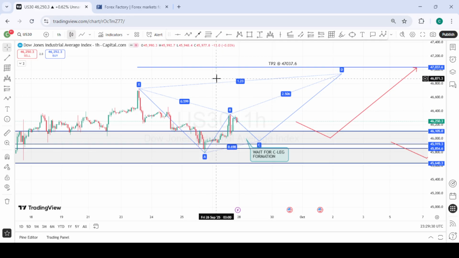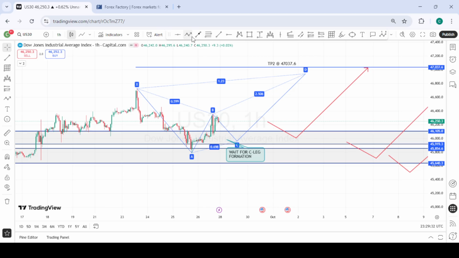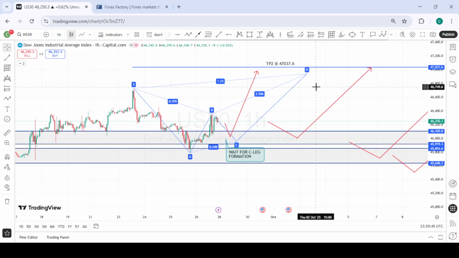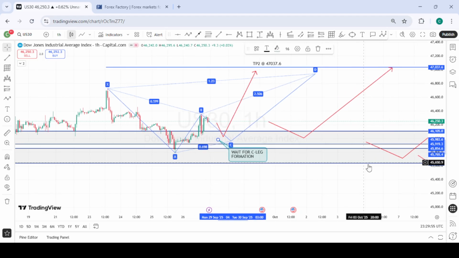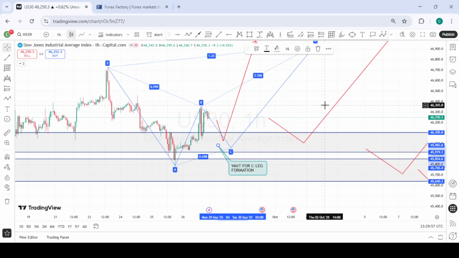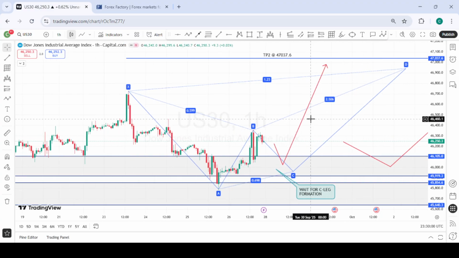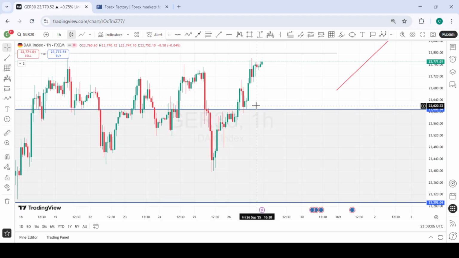Going into next week, we'll be looking forward to a possible C-leg formation, a possible pullback into this zone, and then look for buying opportunities and continue the buys to the upside to this very target we have here, or whichever harmonic pattern develops. We'll target the potential reversal zone for that harmonic pattern. So for the coming week, we'll look forward to a possible pullback into this very zone again, and then take our buys from here.